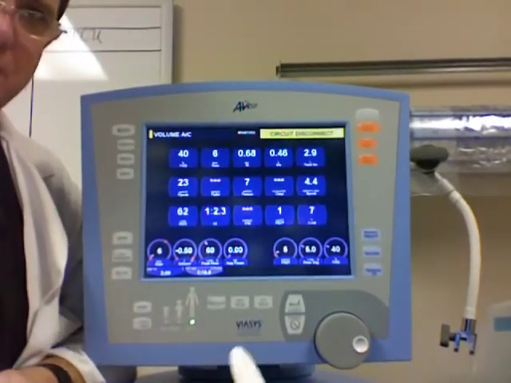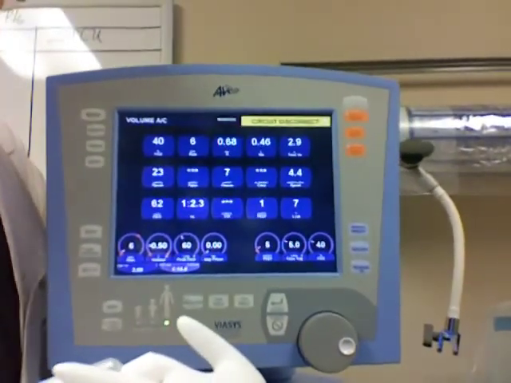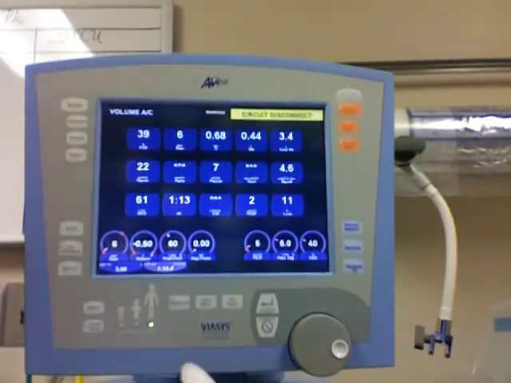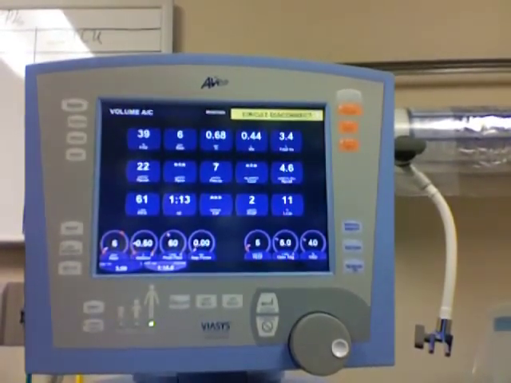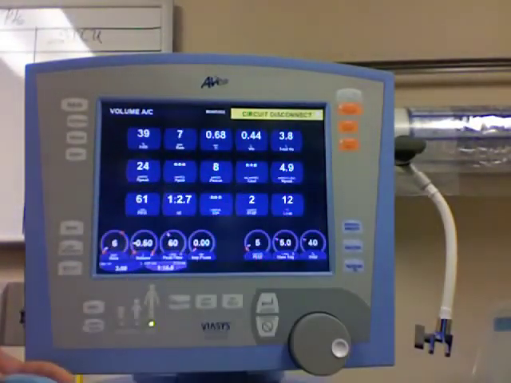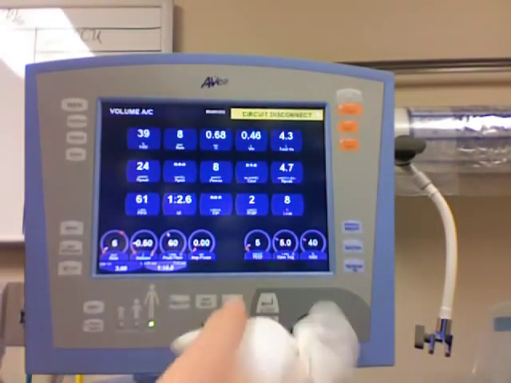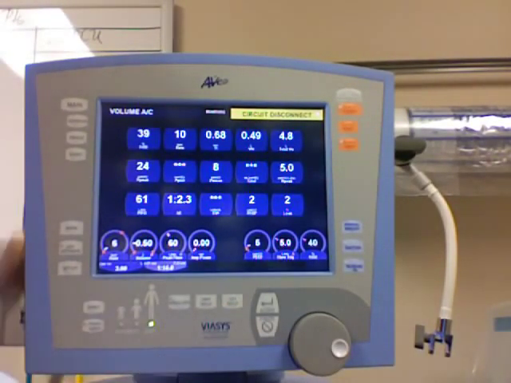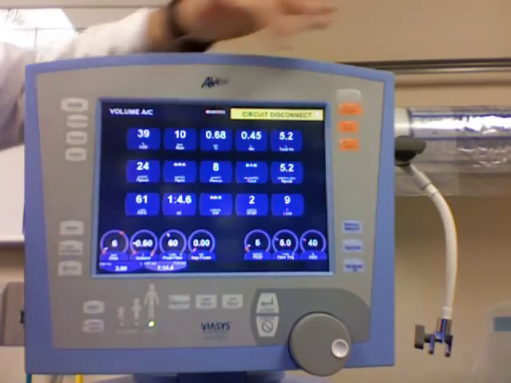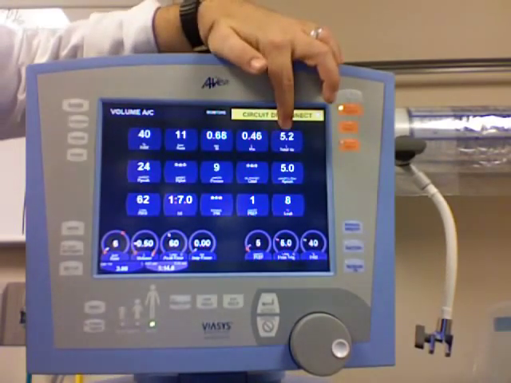Okay, now when you're checking your vent, you're going to note the minute ventilation. Right now we have a patient set on a volume AC of 6. And I'm going to breathe for the patient. I'm squeezing my bag to simulate a breath. Let's see what I'm breathing. So now I'm breathing 10 breaths a minute. Each breath should be 500 cc's. So my minute ventilation should be 5 liters a minute, and it is.